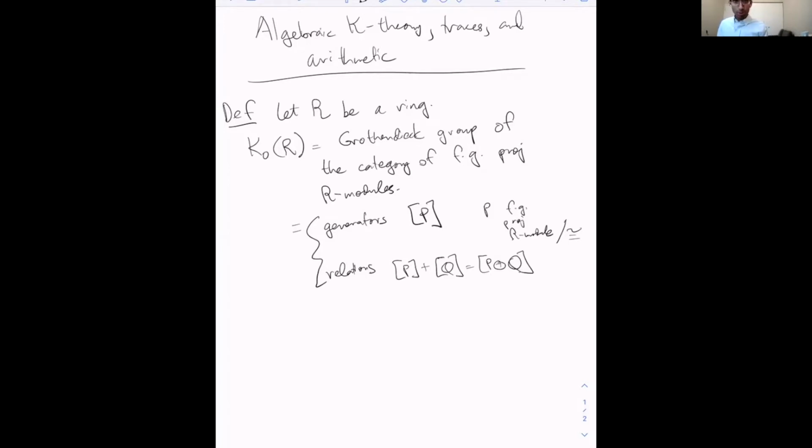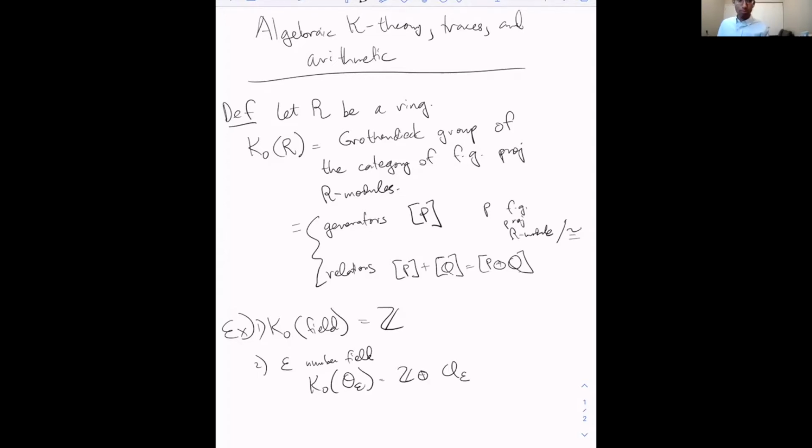It has been known from the beginning that K0 is related to algebraic and arithmetic geometry. For example, K0 of a field is the integers, just taking the dimension of a finite dimensional vector space. If E is a number field, then K0 of the ring of integers in E is given by Z direct sum the class group, or the Picard group, of O_E.